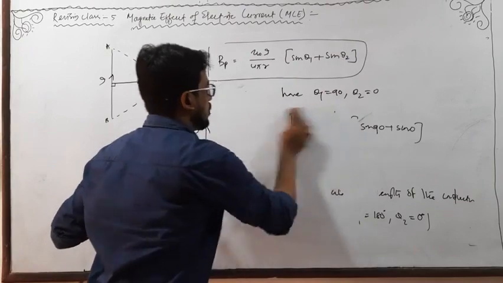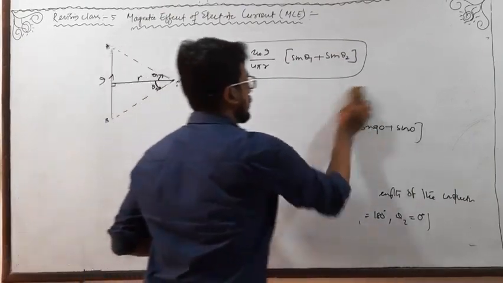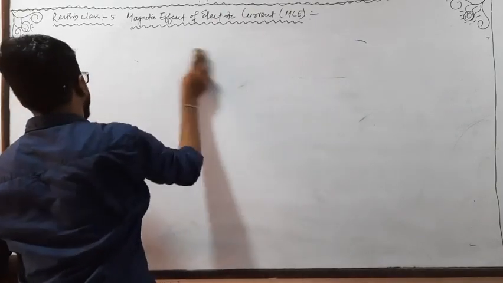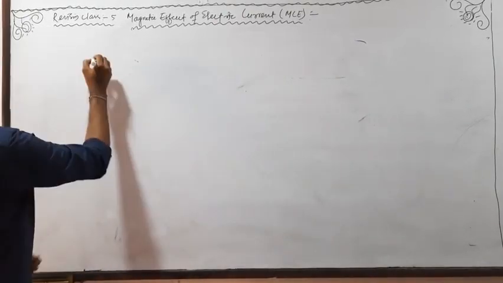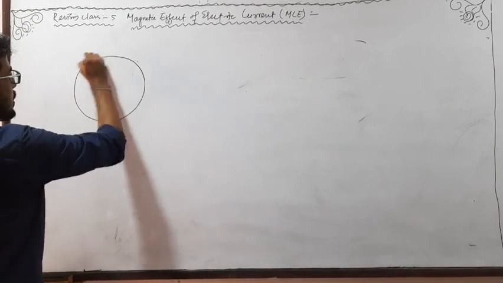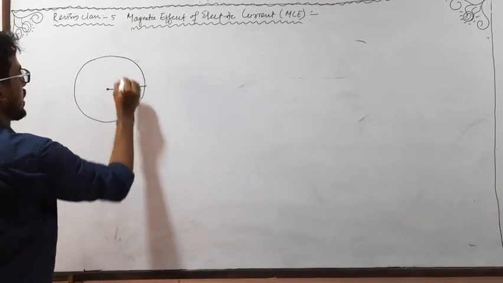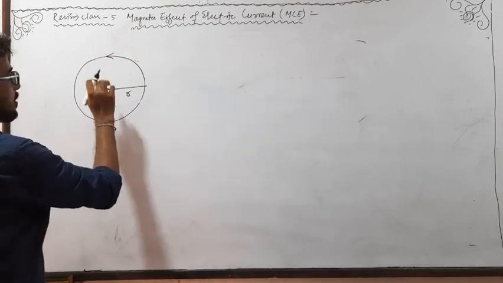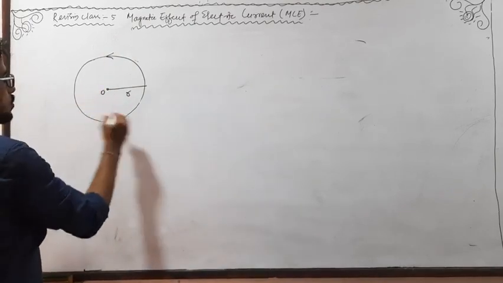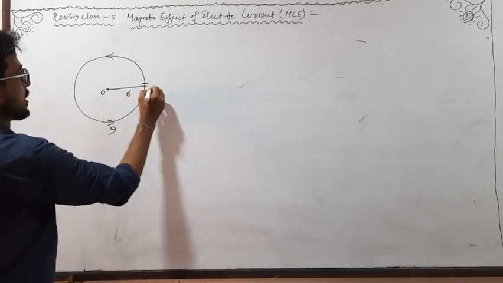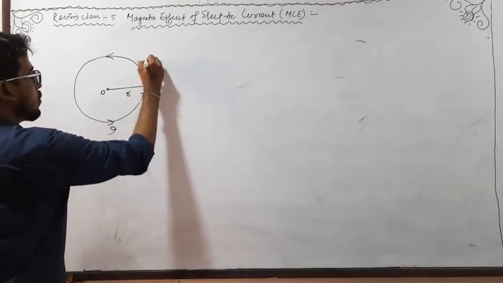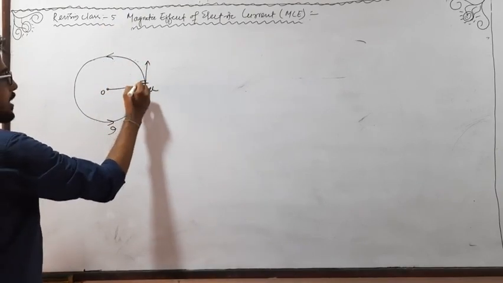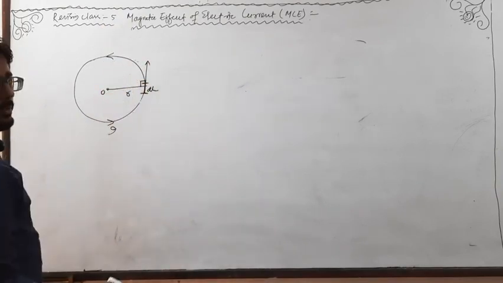Next, the application of Biot-Savart's law for finding the magnetic field strength at the center of a circular coil. Here is a circular coil of radius r carrying current I in the anti-clockwise direction. What will be the magnetic field strength at this point O? Let us consider a small segment of length dl. The direction of the current carrying element will be this, always tangent to the segment. So the angle between the current carrying element and the position vector will be 90 degrees.